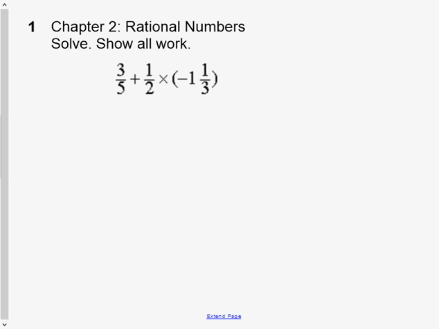Okay? So with that said, here's question 1. It's from chapter 2 on rational numbers. If you'd like to press pause right now, give it a go, and then when you're ready, press unpause and I'll give you the solution.